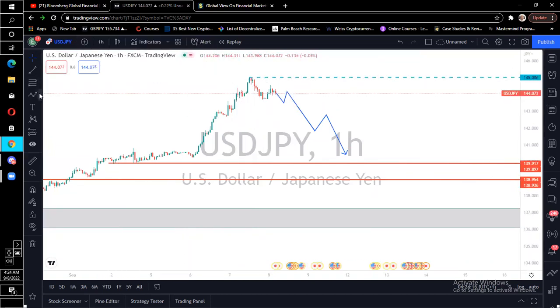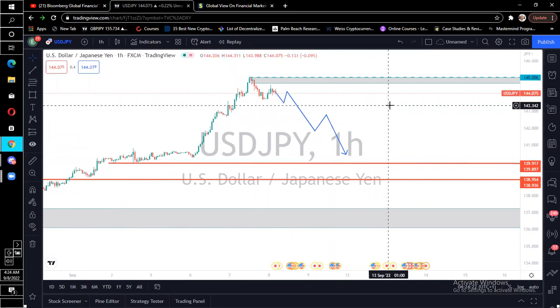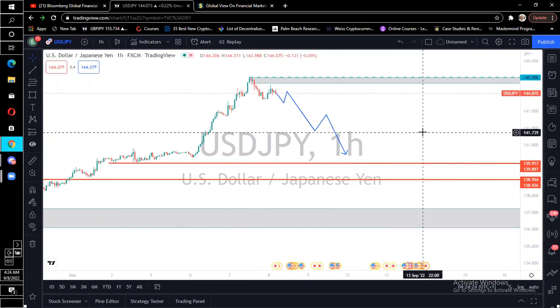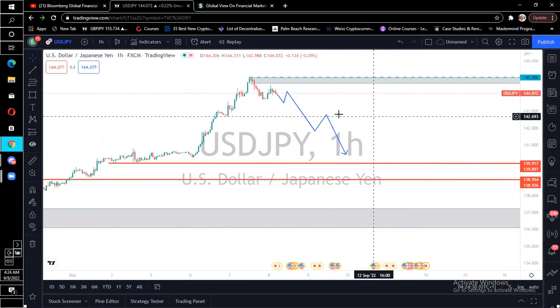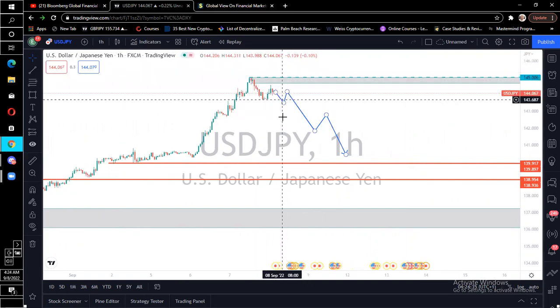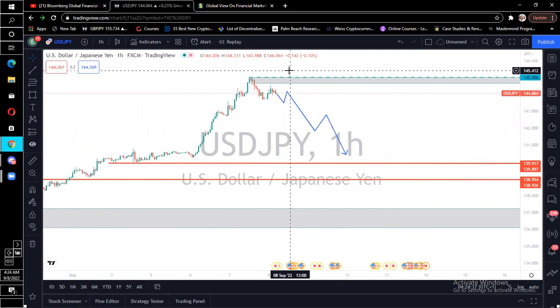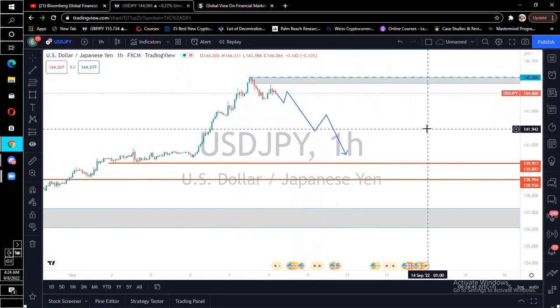So I'll have my block here. This is nice. I would have loved to see this guy do a little stop run to the upside, go back, do a stop onto the upside before they start coming down. But whatever they give us is fine.